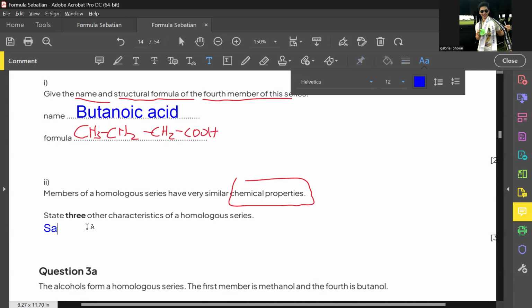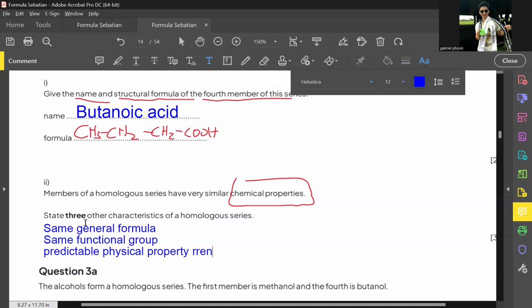They're supposed to have the same general formula. They'll have the same functional group, and they will have predictable physical properties.